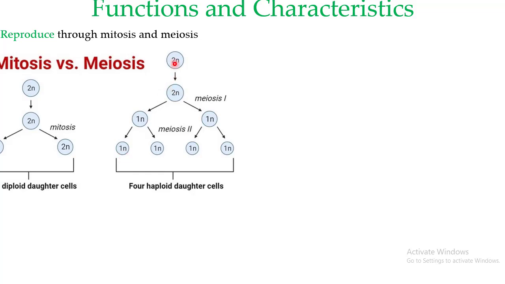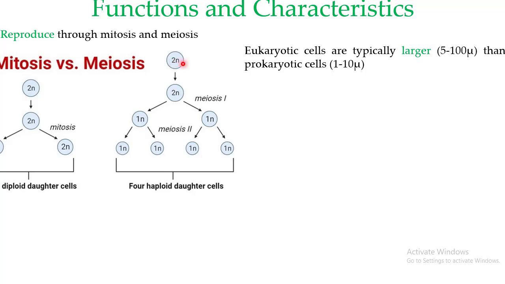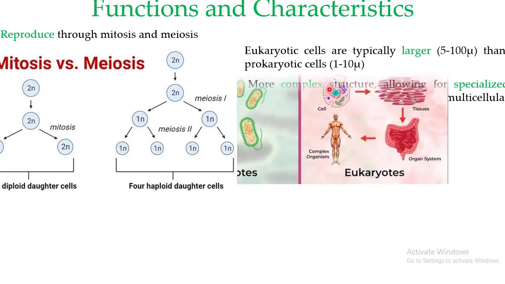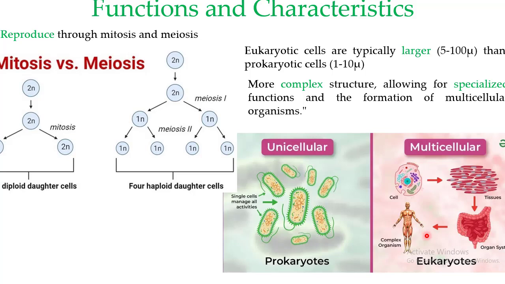Secondly, these eukaryotic cells are typically larger than the prokaryotic cells, as I just discussed for the prokaryotes. Eukaryotic cells are more complex structures in comparison to the prokaryotic cells, and they allow for specialized functions and the formation of multicellular organisms. For example, one of the important specialized functions that you can see is the formation of these multicellular organisms.